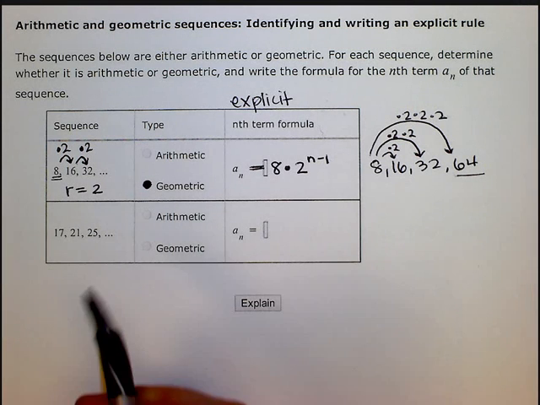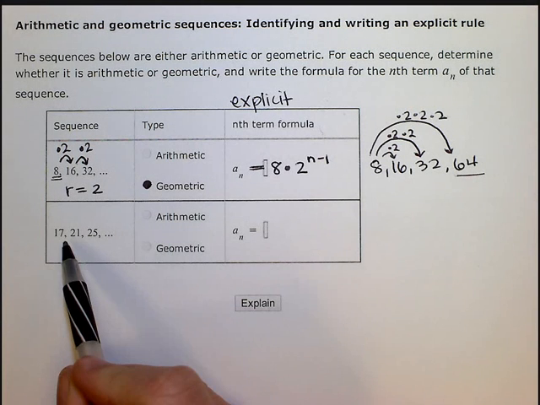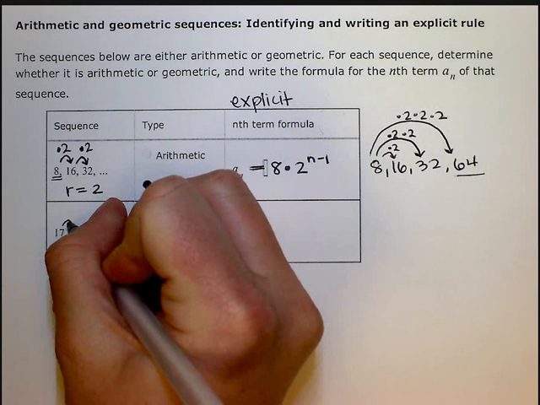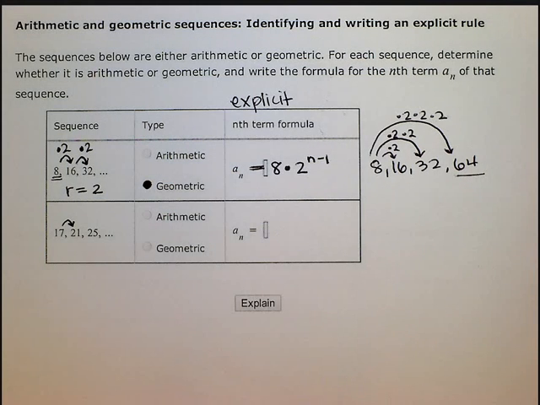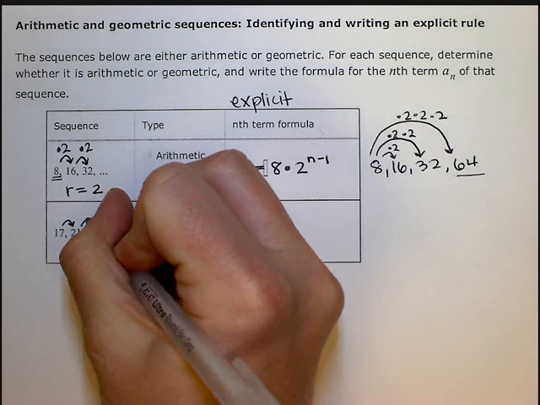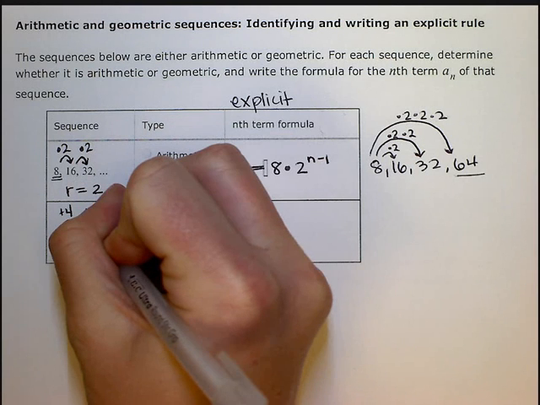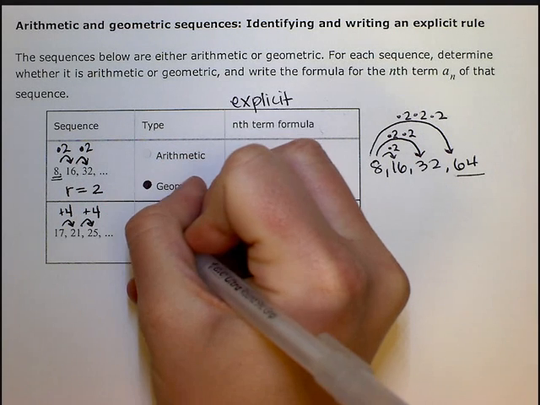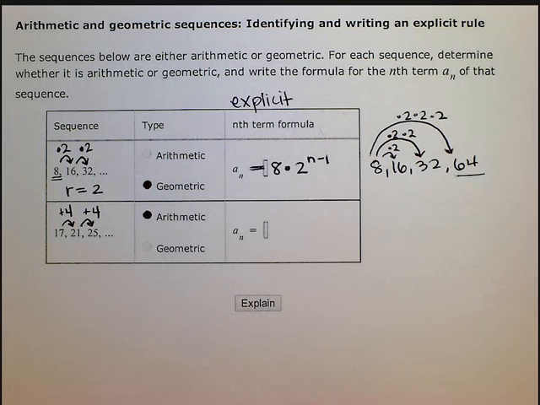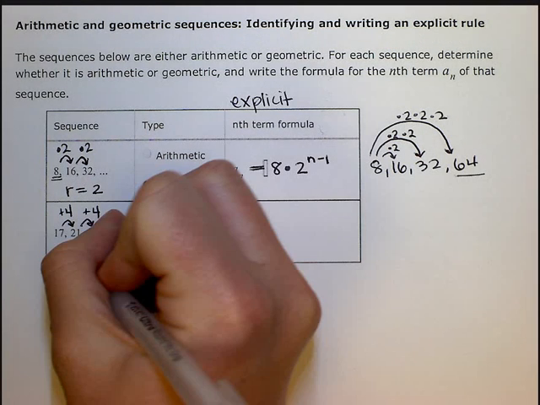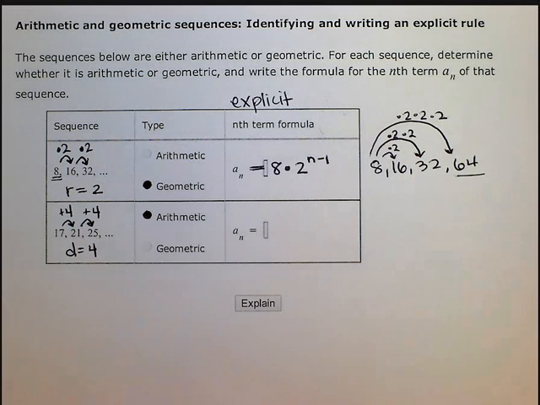Now, to do the second, I need to, again, find my pattern. So I can see to get from 7 to 21, I could add 4. And to get from 21 to 25, I could also add 4. So because we're adding, I know that this is an arithmetic sequence. And I know that my common difference is 4 because I'm adding 4 every time.